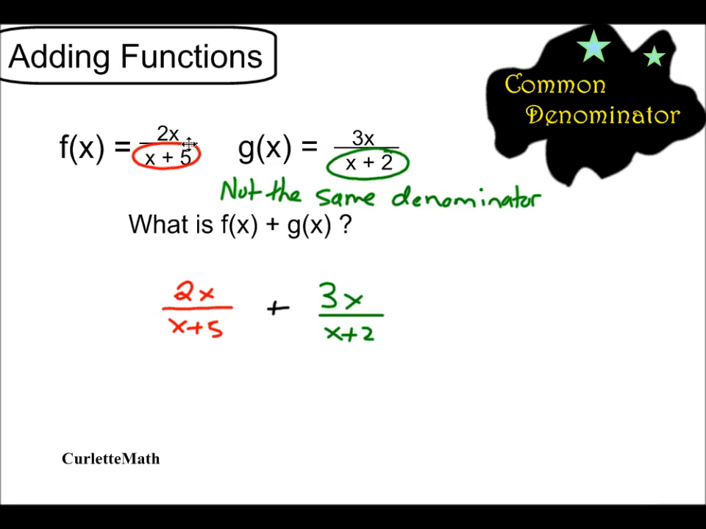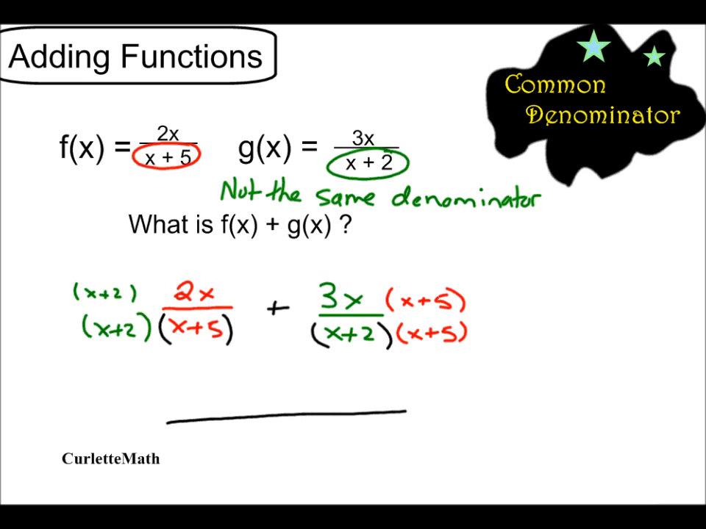Now we have to have common denominators. Again, remember I like my parentheses. So we have to take our x plus 5 to the g of x function on the top and on the bottom. And we have to take the x plus 2 denominator of the g of x function to the numerator and denominator of the f of x function. So when we write all of this out, I have common denominators. So I'm going to write that down only one time: x plus 2, x plus 5. Our sign in the middle is a plus sign.